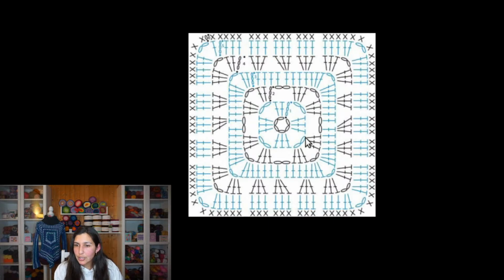Each corner shows stitches the same, so we know it's in the space.